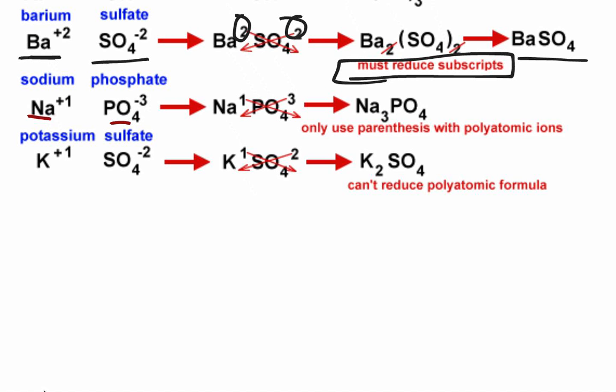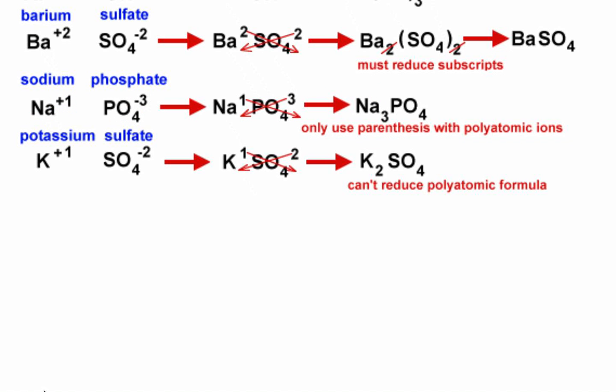With sodium and phosphate, notice phosphate has the -3, sodium with the +1. We can put these together. And again, only use parentheses when we need multiples of a polyatomic ion. Just because we're using parentheses now, doesn't mean we need to put parentheses around the sodium. That would be incorrect. We do not want to do that, only if we're taking multiples of a polyatomic ion.